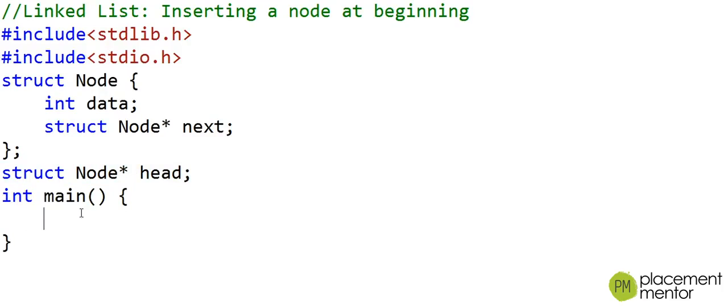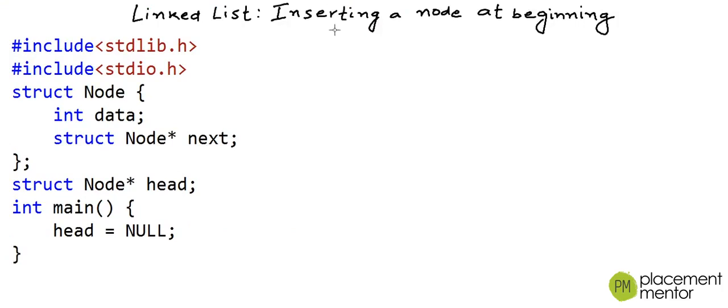Now I'll write the main method. This is the entry point to my program. The first thing that I want to do is say head is equal to null, which will mean that this pointer variable points nowhere. So right now the list is empty. So far what we have done in our code is that we have created a global variable named head, which is of type pointer to node, and the value in this pointer variable is null. So far the list is empty.